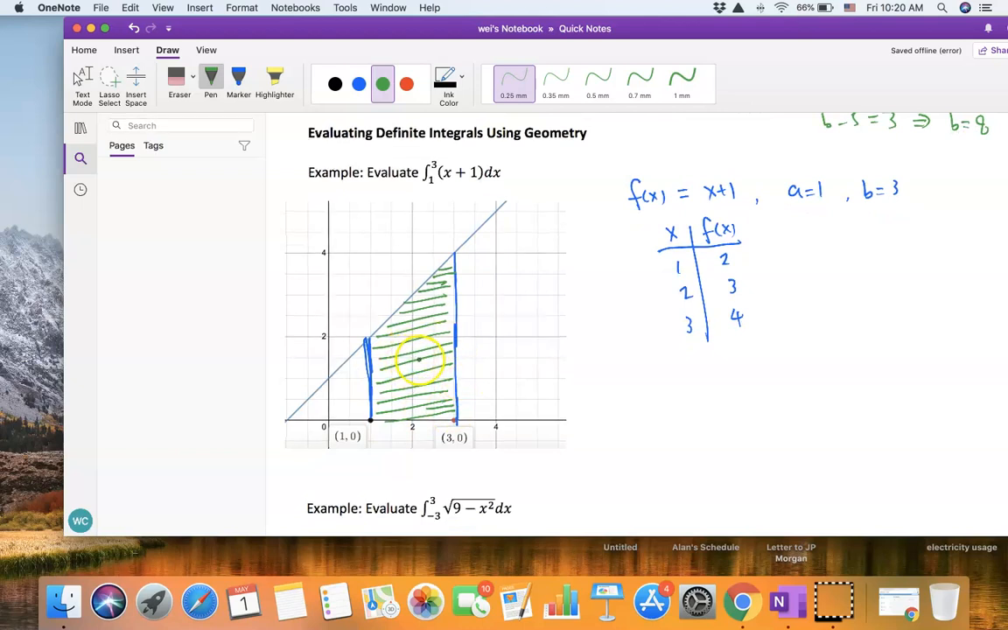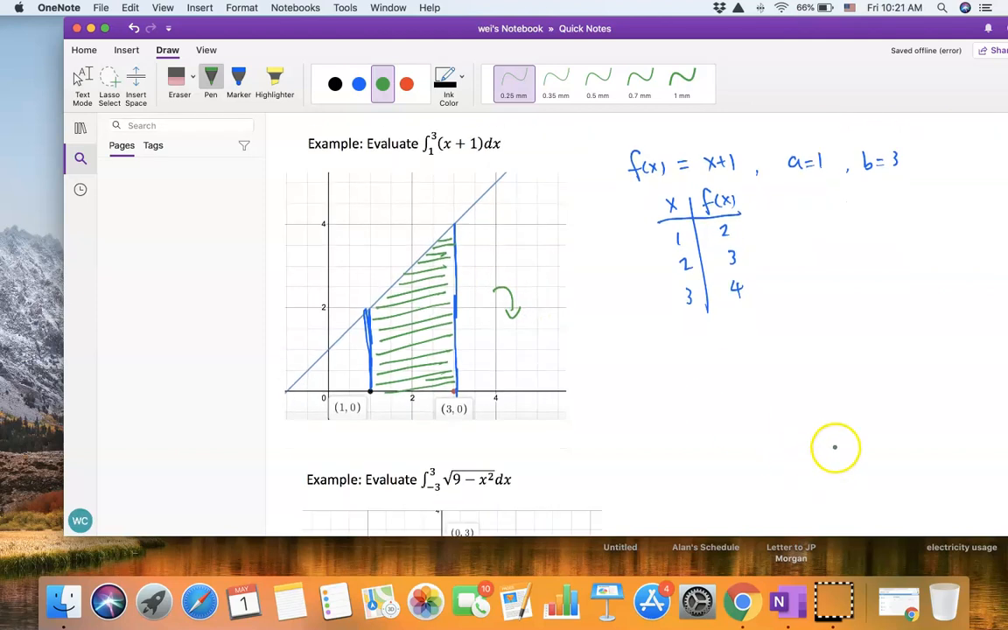And if we shift this region in this way, you can see this is a trapezoid. Right, this region is a trapezoid, and we know the area.